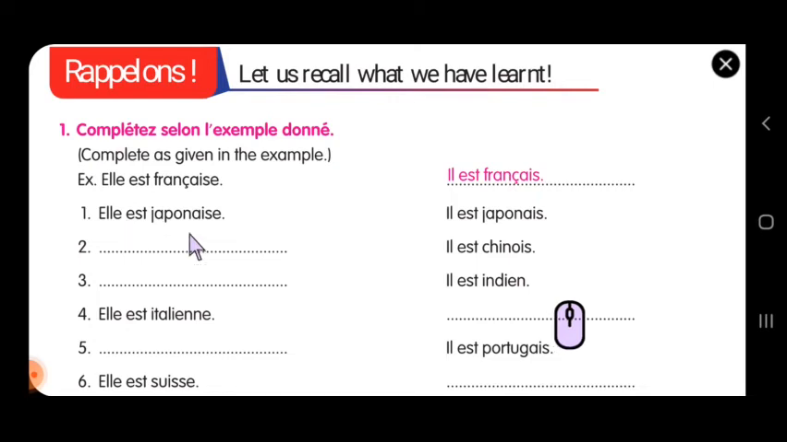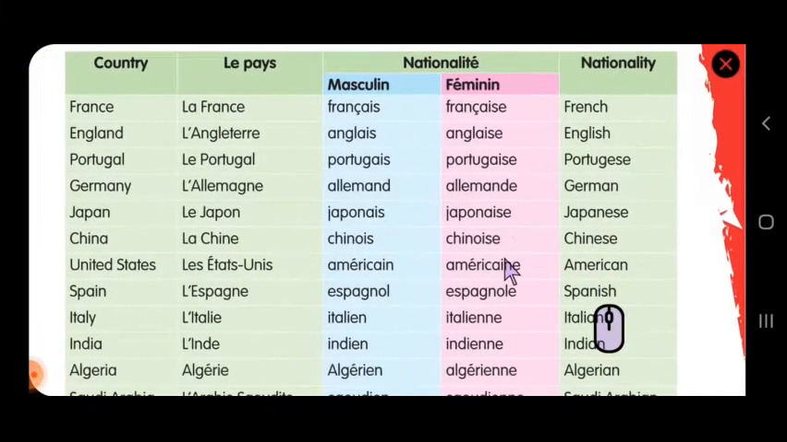If you see here, elle est japonaise, with E, that means she is a female citizen of Japan. Il est japonais, this is a male citizen of Japan. Next, the first dash is given and the second dash is il est chinois. Chinois is which country? Let's go and check the tabular column. See here, chinois. It is China. So what is the feminine form of chinois? Chinoise. So here is the answer. From here you have to take the answer, and you have to write it there.